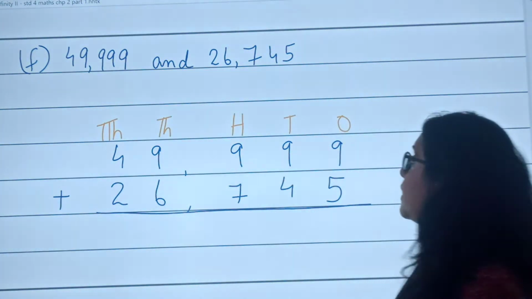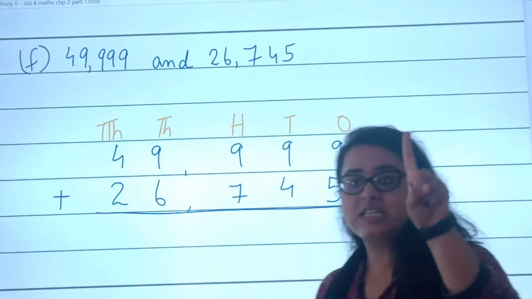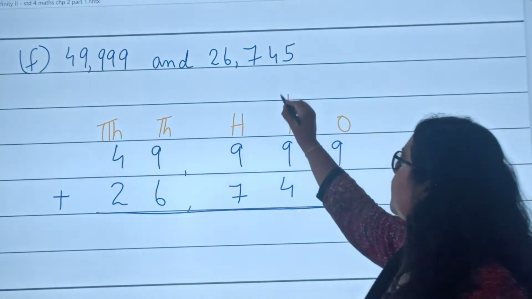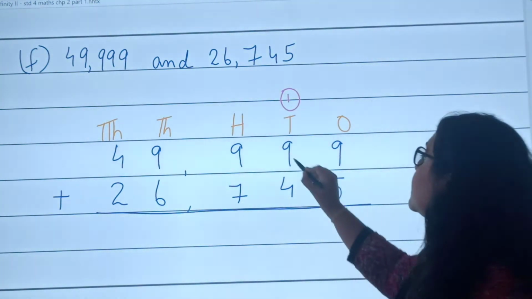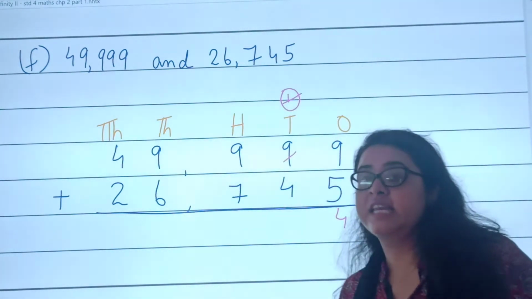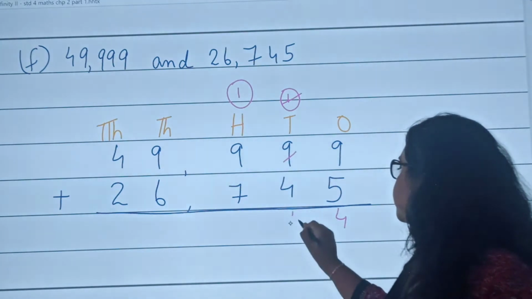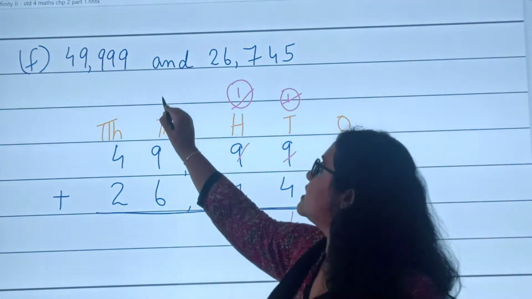Okay, see in this also we will start from the ones. 9, 10, 11, 12, 13, 14. 1 will be carried forward. 4. Okay. 9 plus 1, 10. 10 plus 4, 14. 9 plus 1, 10. 10 plus 7, 17.